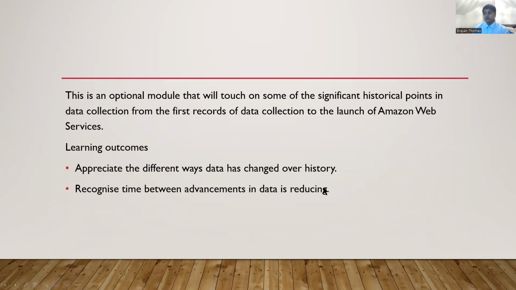This is a completely optional module that will just touch on some significant historical points in data collection, from the first records of data collection to the launch of Amazon Web Services. Again, this is a completely optional module. It will not be very in depth, and I'll skip many things. What I want you to learn by the end of this module is to appreciate the different ways that data has changed over time, and recognize that the time between advancements in data is reduced.